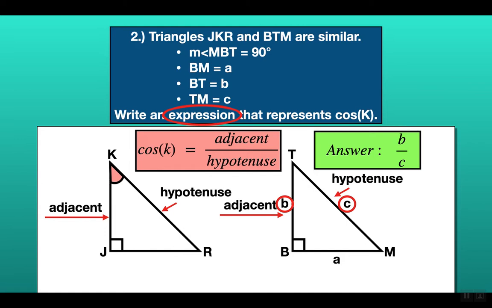Now, as you can see, I circled the word expression so that you understand something. The question does not say write an equation. If it says write an equation, you would have to include an equal sign because the word equation has an equal in it. It says write an expression. So that means your answer, all you have to write is B over C, nothing else. I don't write cosine of K equals blah, blah, blah. Since it's write an expression, the expression is B over C. All right, let's move on to the next question.